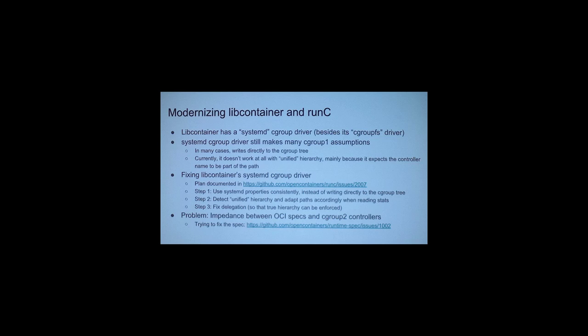While systemd is useful to set and modify these properties, reading the statistics is something you want to go directly to the cgroup tree to read. So you're going to have to detect whether you're running on the unified hierarchy or not. But there are some simple and documented ways to do this by checking the sysfs cgroup file system, checking if it's a cgroup 2 file system directly, then you know you're using unified hierarchy. And you can detect the hybrid case as well.